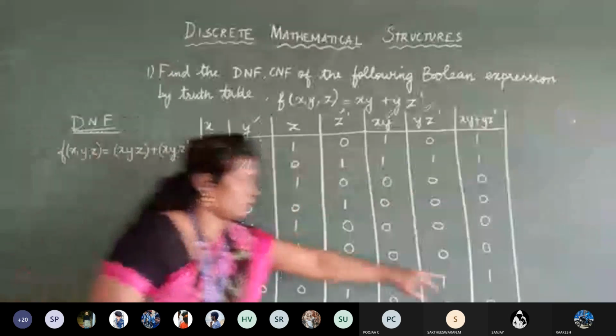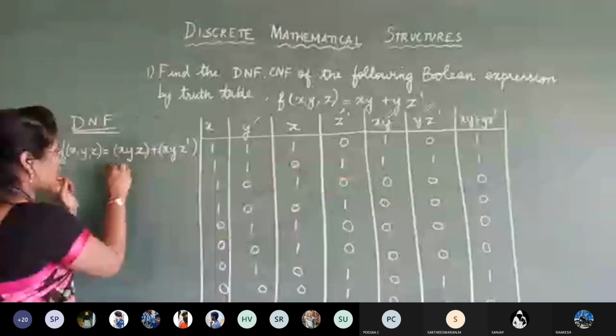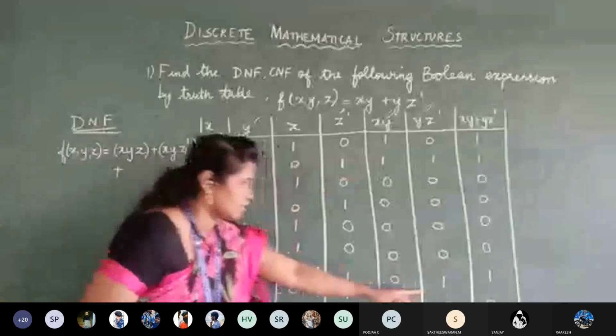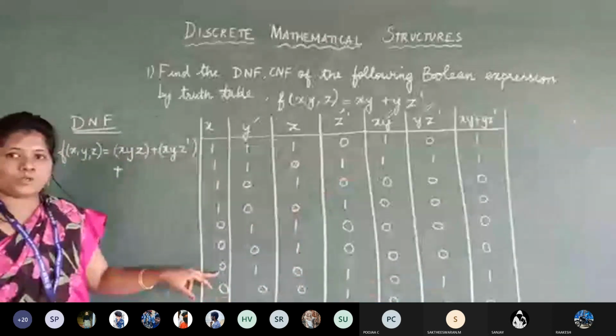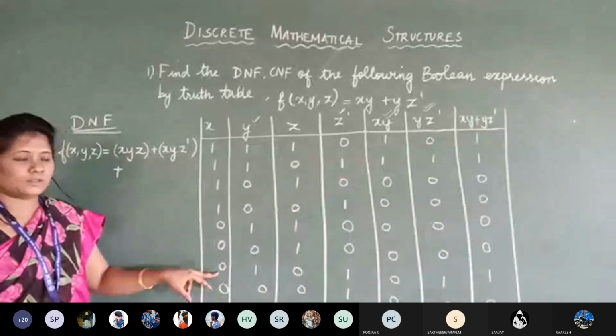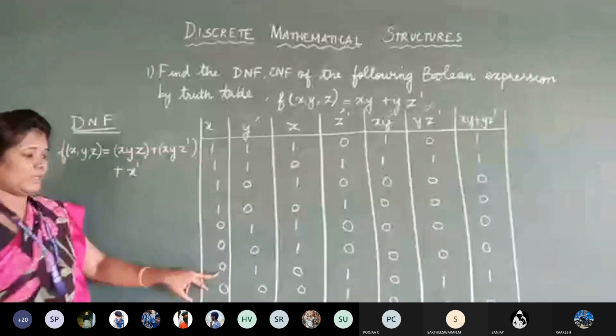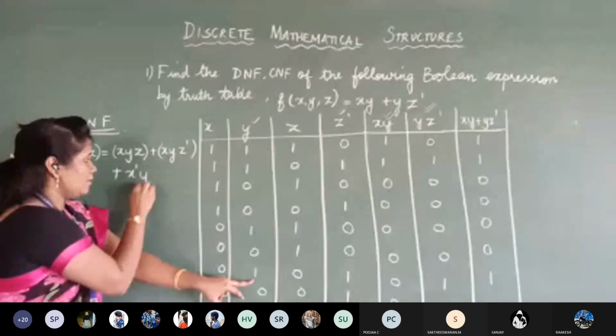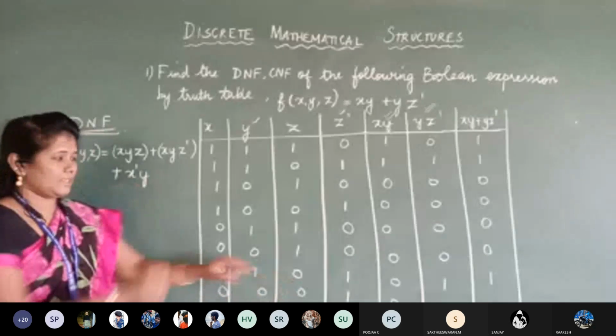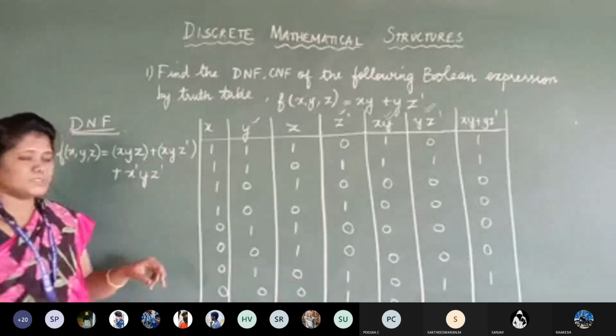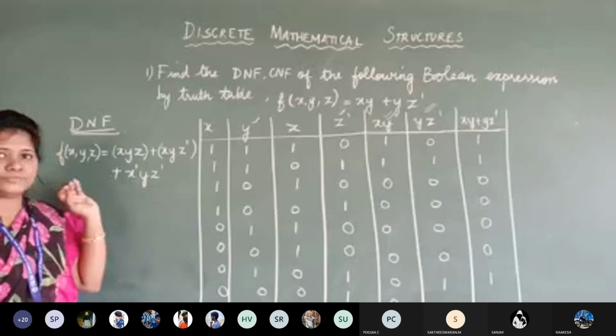Here you've got another one, so again you'll write 1 plus. Now tell me for this. For 0, what you'll write? When it is 0, you'll write x complement. Very good. And this will become y. And here it will become z complement. So this is how you write your DNF.